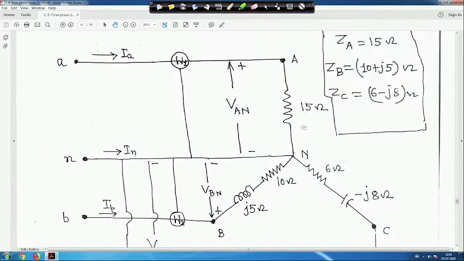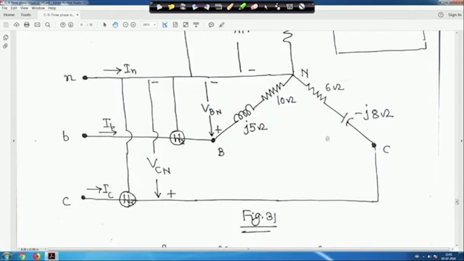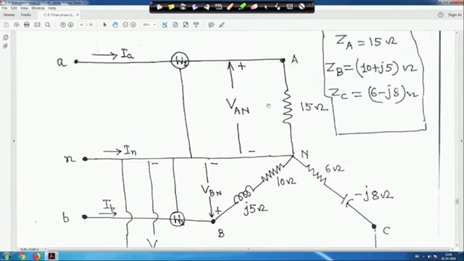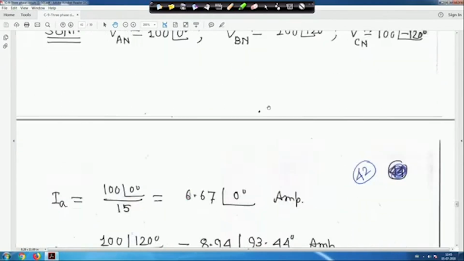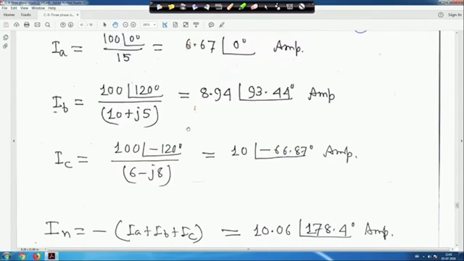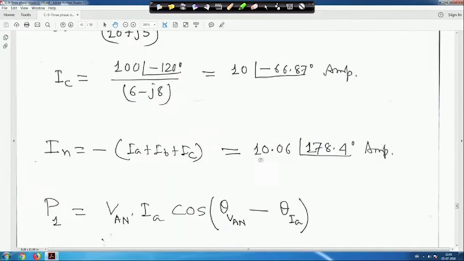So, this is how you find IA is equal to VAN upon this one. Similarly, for IB is equal to VBN upon this one. Similarly, for ICN is equal to VCN upon this one. Similarly, you can find out phase wise. So, once you do this, now IN is equal to minus of IA plus IB plus IC. If you do the phasor sum of IA plus IB plus IC, it will become 10.06 angle 178.4 degree ampere.